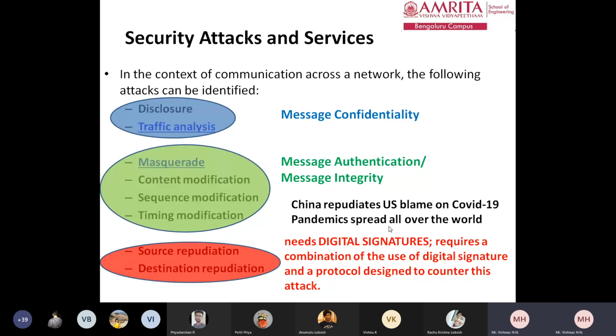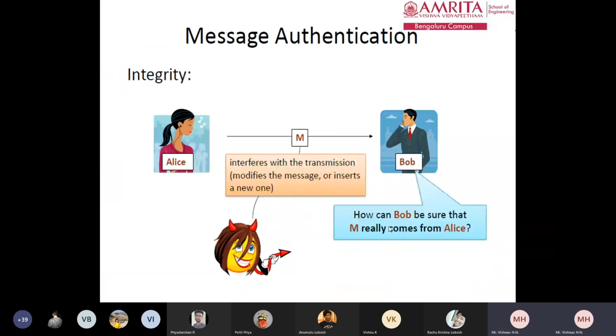It requires a combination of the use of a digital signature and a protocol designed to counter this attack. Is that clear? That means you are sending data, you digitally sign it and send it, so that for the receiver it is very much understood that you only have sent the data, to avoid the problems of source repudiation and destination repudiation. Is that clear? So with this knowledge, what is message authentication?